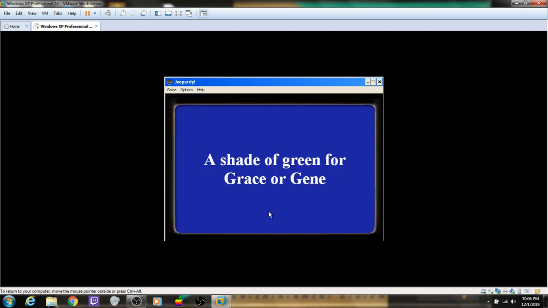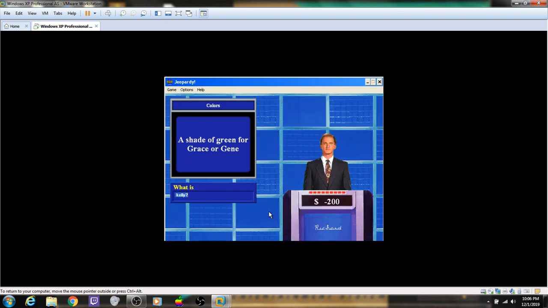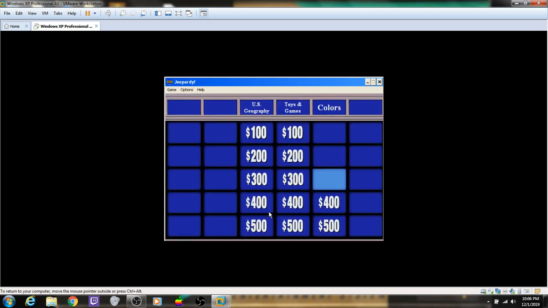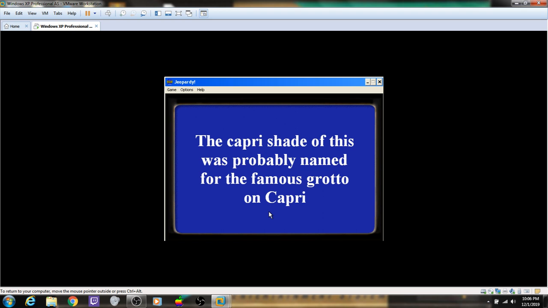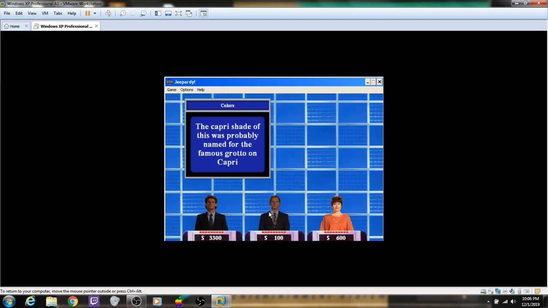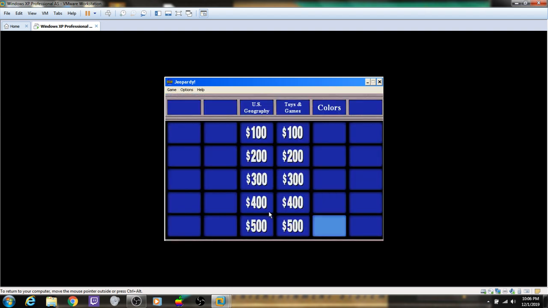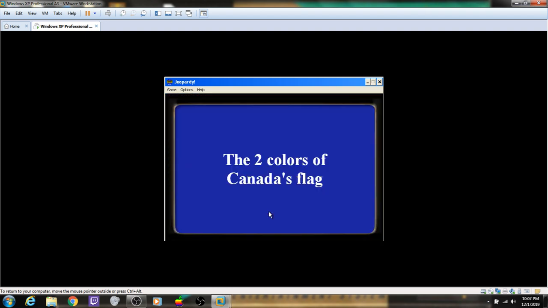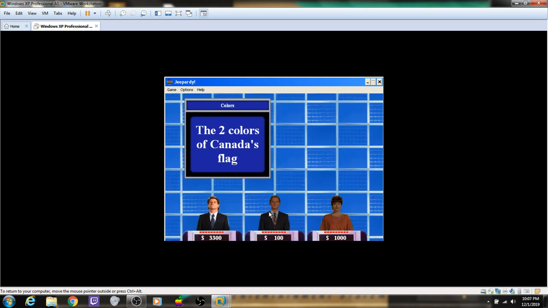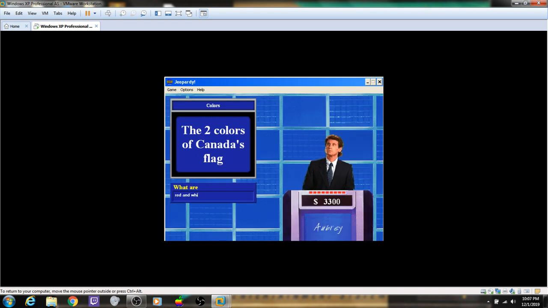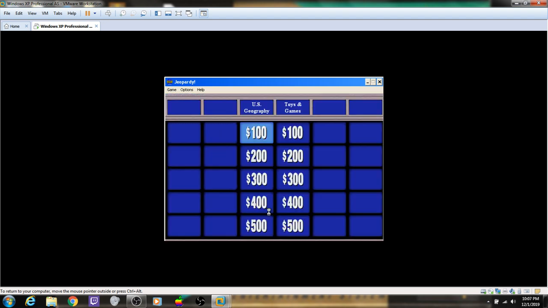Colors 300. A shade of green for Grace or Jean. Got me to the buzzer. Kelly. Yeah, I knew it. Yes, that's correct. Colors 400. This Capri shade of this is probably named for the famous grotto on Capri. I got beat to the buzzer again. Blue, yeah. You are correct. Colors 500. The two colors of Canada's flag. What are red and white? You are correct.